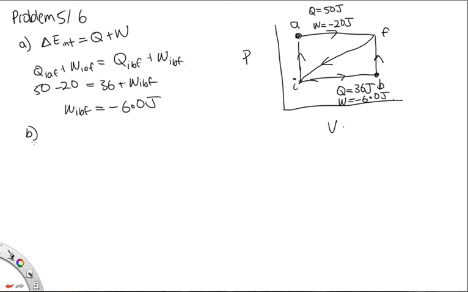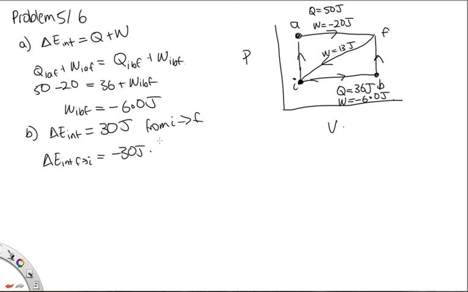Okay, part B. If W is 13 joules for the curved path F to I, so here W is equal to 13 joules, what is Q for this path? So we need to find Q. Now we knew that the change in internal energy going IAF or IBF was equal to, well, this one or this one. Let's do this one. So this one's 50 minus 20, so 30 joules. So the change in internal energy going this way is 30 joules. So the change in internal energy going this way, delta E int from F to I, is equal to minus 30 joules. This is from I to F, so they have the opposite sign.